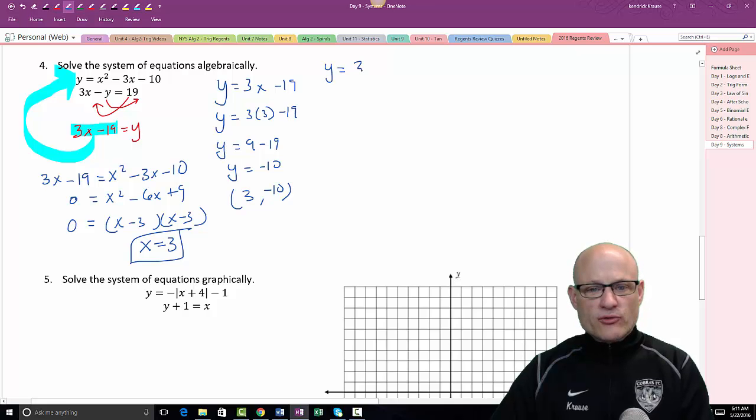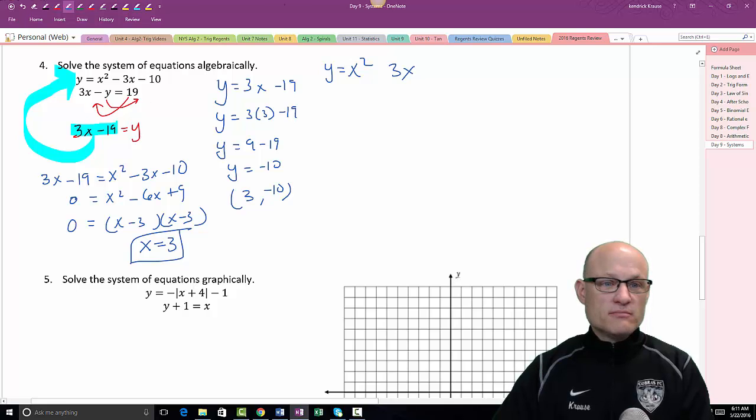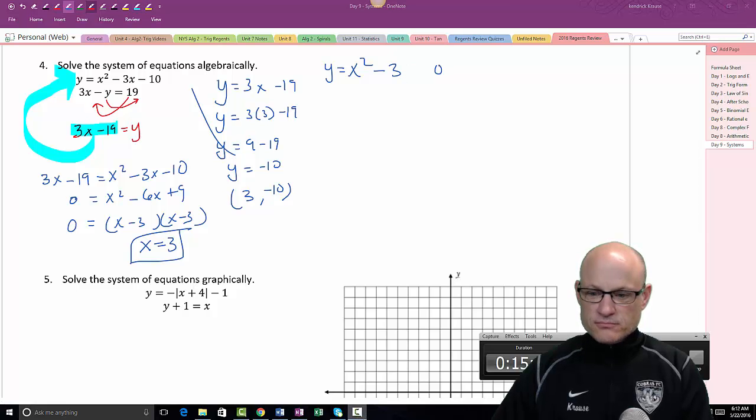That equation, y equals x squared minus 3x. I don't know why that stuff's disappearing. Why are you disappearing? All right, let's change pens. Maybe. I don't know what's going on. Minus 10. Hold on. Oh. I'll be back.